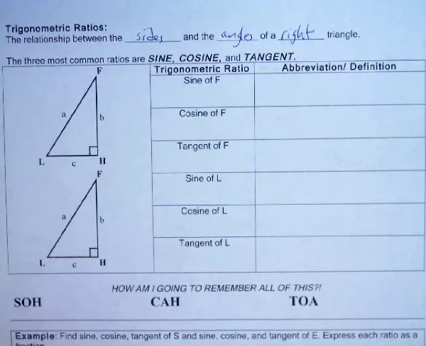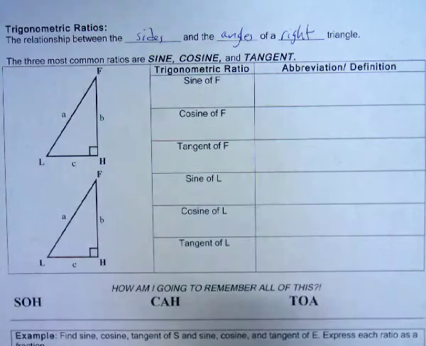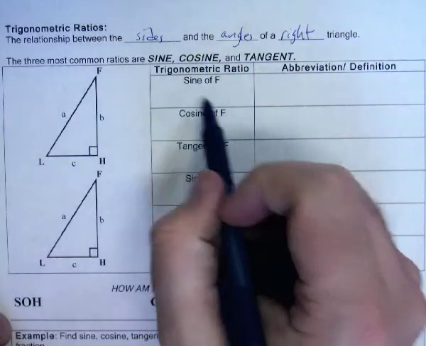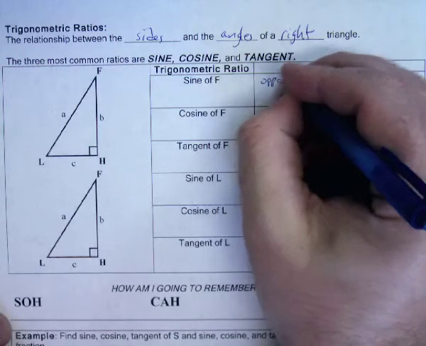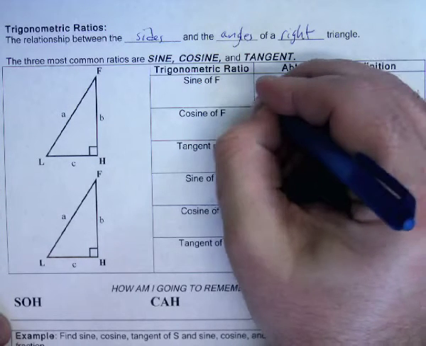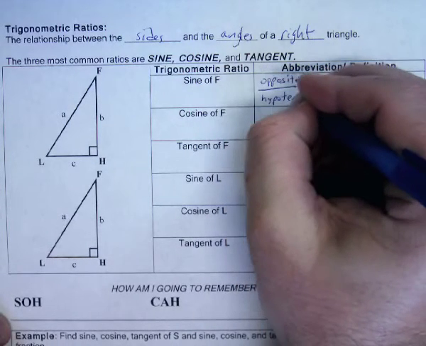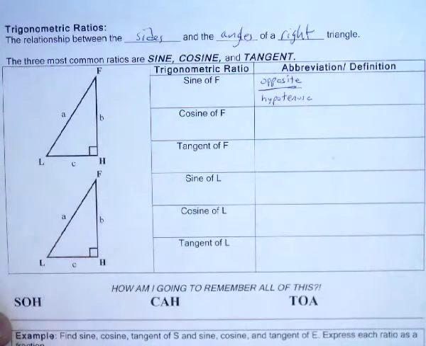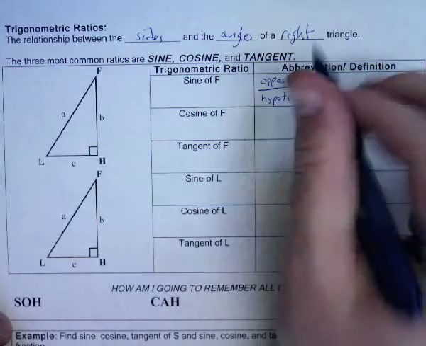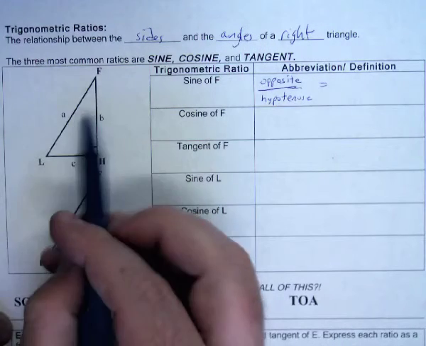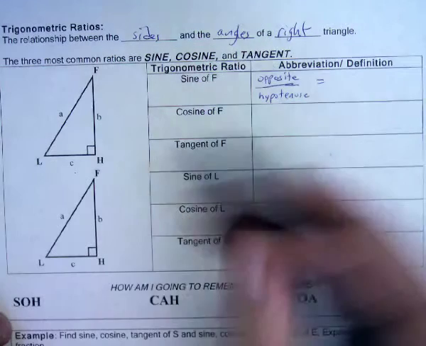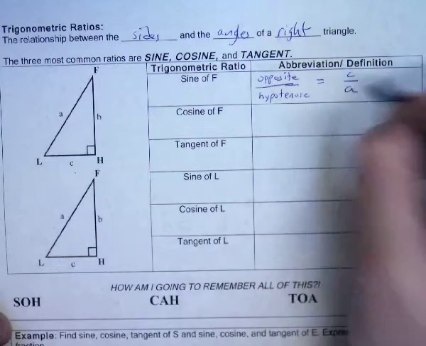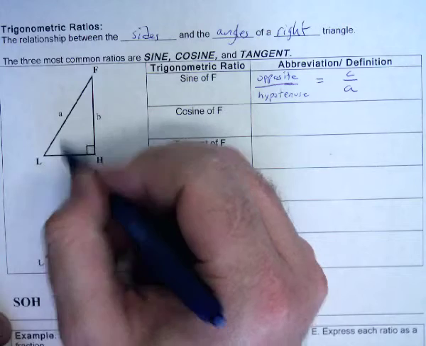So if I look at sine of F in this particular case, we're just going to need to memorize this. Sine is the opposite side over the hypotenuse side. So opposite over hypotenuse, and that is going to be C over A, because C is opposite of F and A is the hypotenuse.